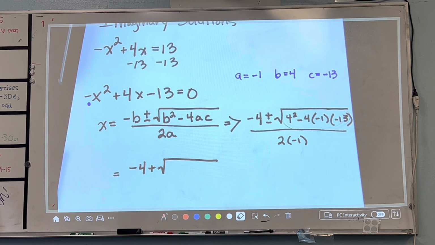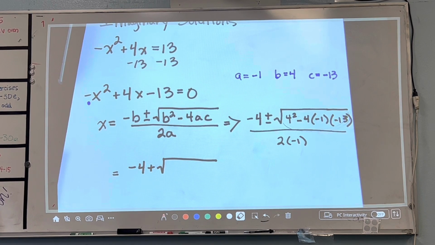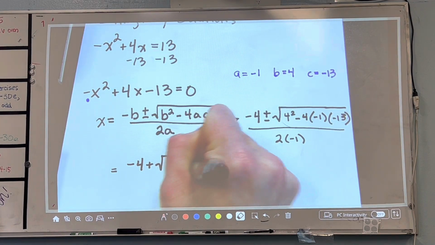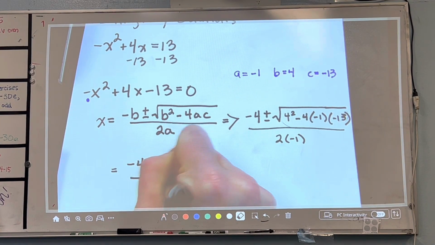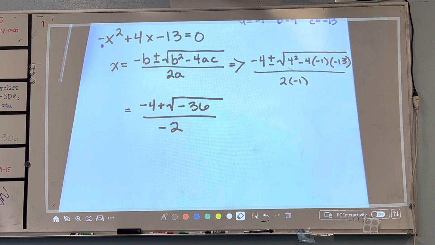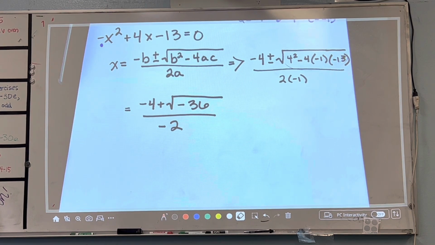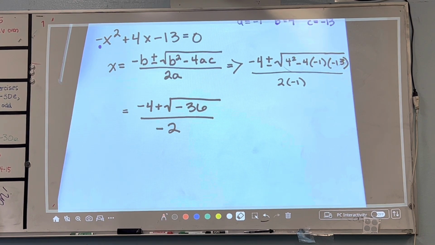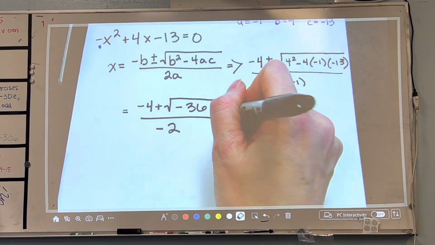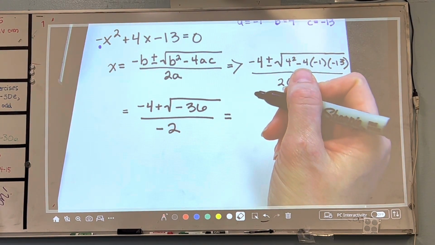Negative 832. Ain't no way that's right. But that's what it says: 4 squared minus 4 times negative 1 times negative 13. Yeah, should be negative 36. Don't trust your calculator. Yeah, don't trust my calculator. That's why I work things out. The calculator never lies. The calculator's having an existential crisis. You just put it in wrong. Have you seen those silver edition calculators?